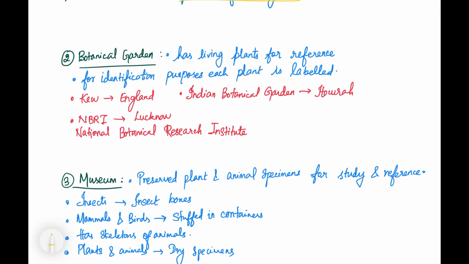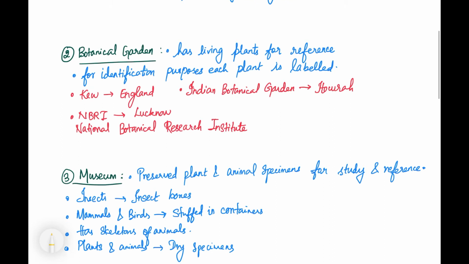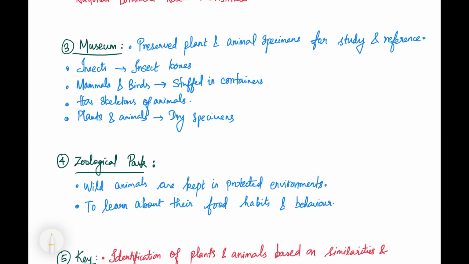Okay, this is it. Let's go to botanical garden. They have living plants for reference. They are used for identification purposes and each plant is labeled, right? Now 3 important botanical gardens are given with their location. Kew Botanical Garden is located in England. Indian Botanical Garden is located in Howrah. NBRI, National Botanical Research Institute, is located in Lucknow. That's it for Botanical Garden.